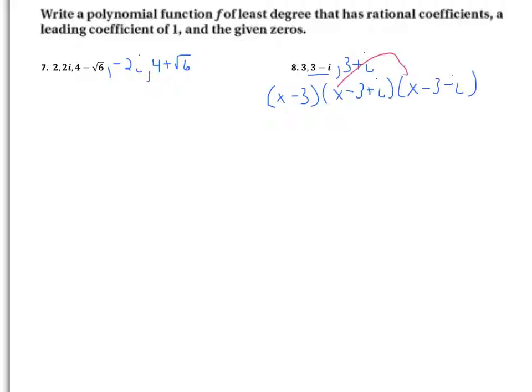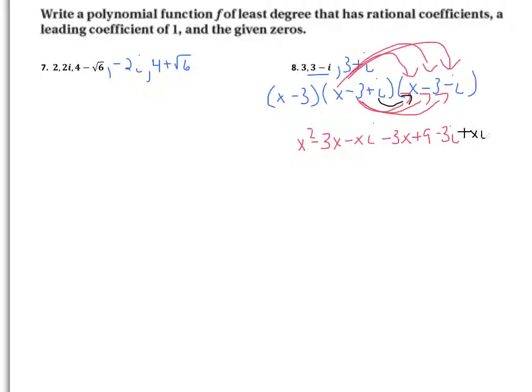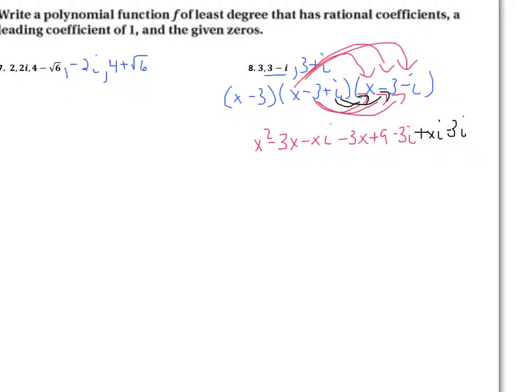Here comes more of the messy. So I get x squared minus 3x minus xi minus 3x plus 9 minus 3i plus xi minus 3i plus 1, because it'd be i squared, but i squared is negative 1.